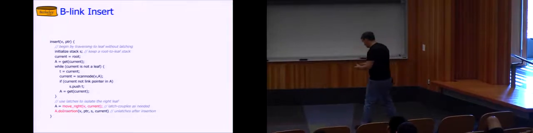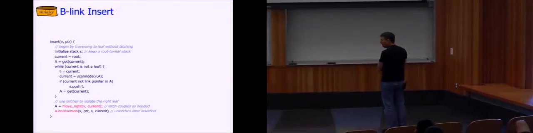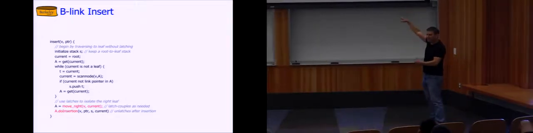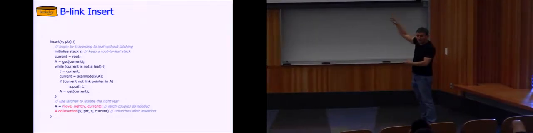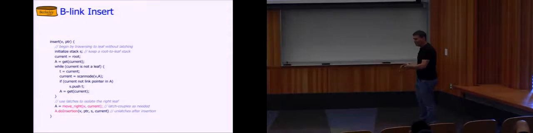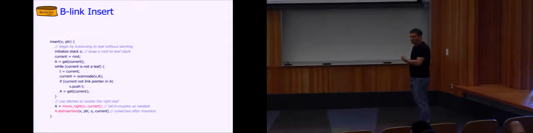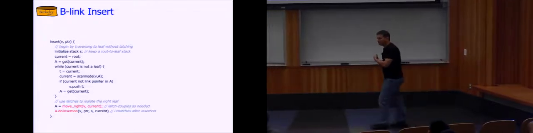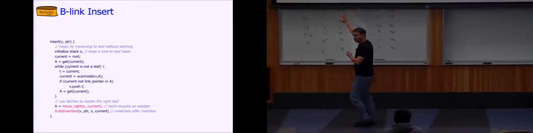The reason do insertion is complicated is because we may have to split that leaf and then recurse up the tree and so on. But if it's a simple insertion at the leaf level, this is it. You just latch couple across the leaves to make sure that you get to decide that there's room on this page for you to insert your thing. Questions on this point of it?